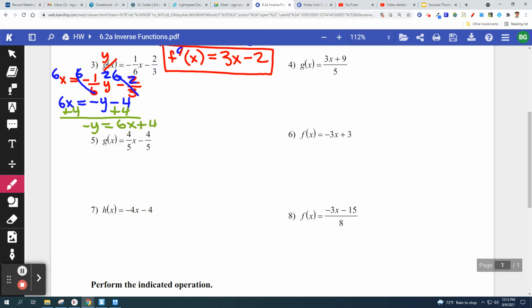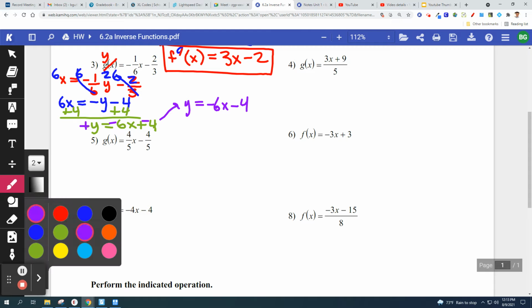And that's not finished because I don't have y by itself. I have minus y. So we're going to use kind of a similar trick to what we did with the fractions. We're going to multiply everything by -1. Multiply all the things by -1, but that's just going to change all the signs. Multiply by -1, multiply by -1, multiply by -1, and I'm going to see y equals -6x minus 4.